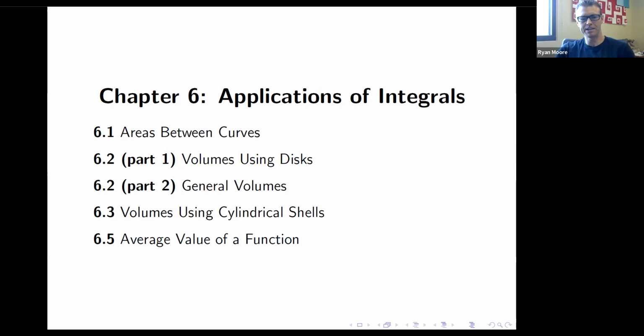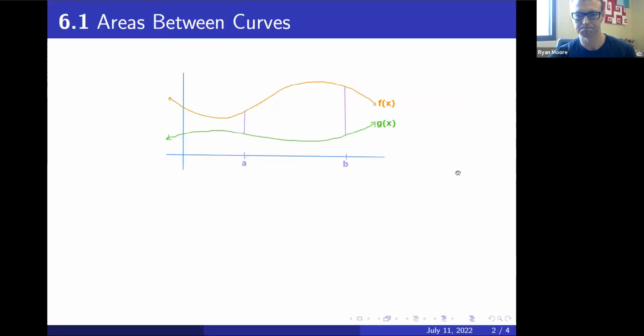Notice 6.2, I divided up into two parts. We start looking at volumes. So taking areas to the next dimension, we'll do volumes in 6.2 and in 6.3. And then 6.5 will wrap up with the average value of a function. So let's get to it. 6.1, the areas between curves.